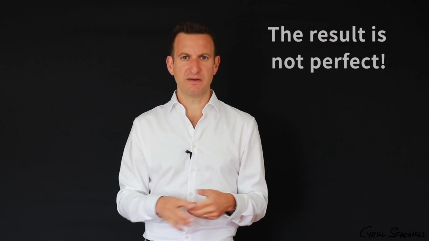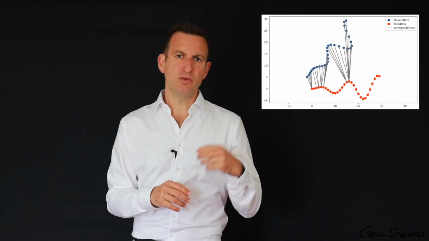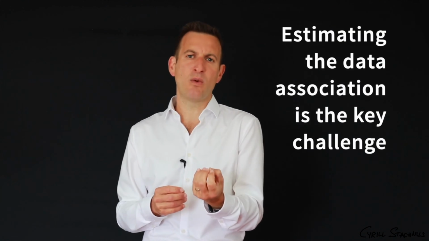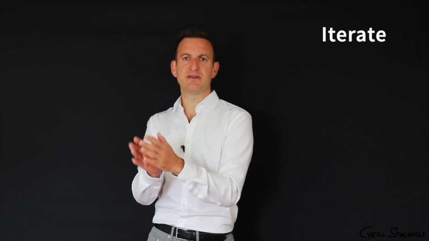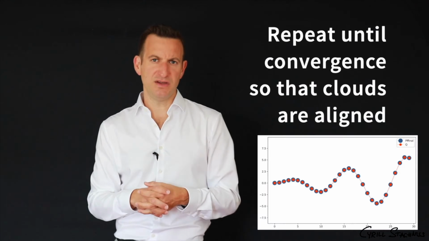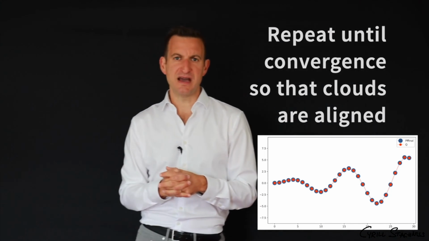Why better and not perfect? Because our initial data association may not have been perfect. So what we do is we repeat this process, and based on the guess that we have right now, how the point clouds are aligned, we recompute our data associations and then recompute the alignment. And we do this over and over again. Data association, alignment, data association, alignment, until we converge. And this is basically the vanilla ICP algorithm, the iterative closest point algorithm in its basic form.